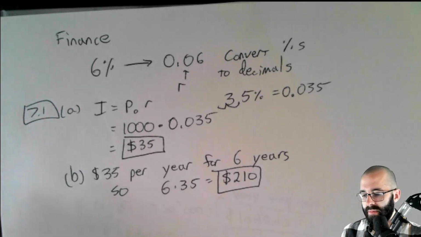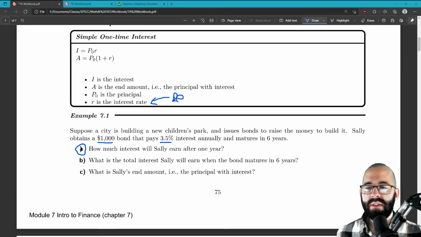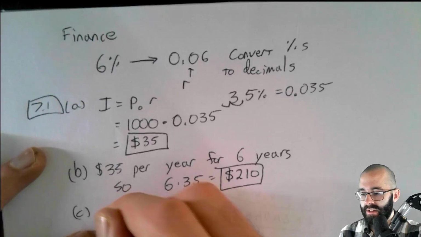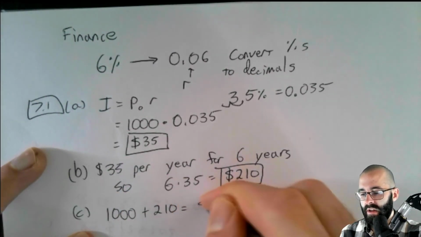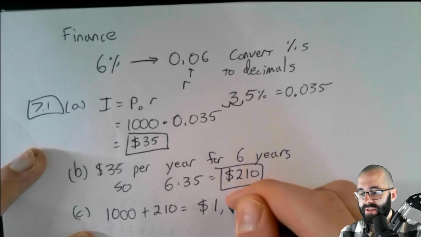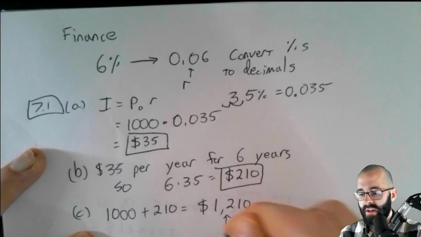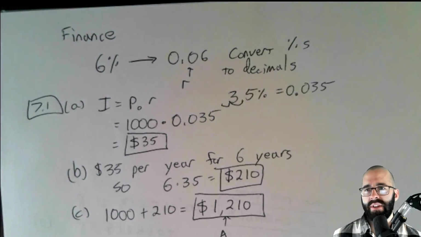And then the last problem, part C, is asking, what is Sally's end amount? What is the principal with interest? Well, the principal was 1,000. The total interest we said was 2,000. Whoa, we wish. $210. So this is just going to be 1,000 plus 210. This end result A is going to be $1,210. That's that A value in that formula. So this is how you calculate simple interest, simple one-time interest.